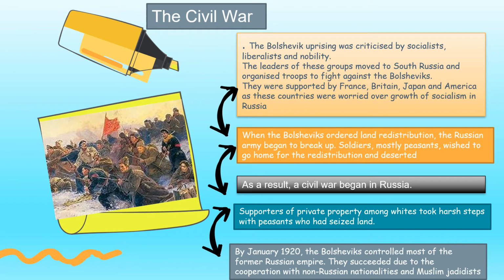They succeeded in this with the cooperation of the non-Russian nationalists and the Muslim jihadis. By 1922, the birth of the Soviet Union, or USSR, took place.